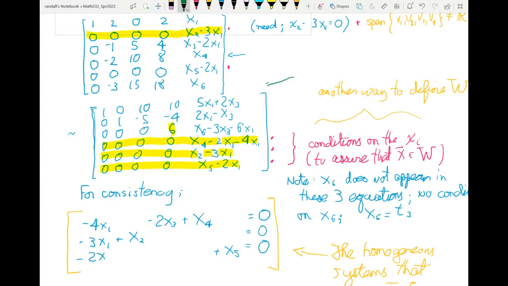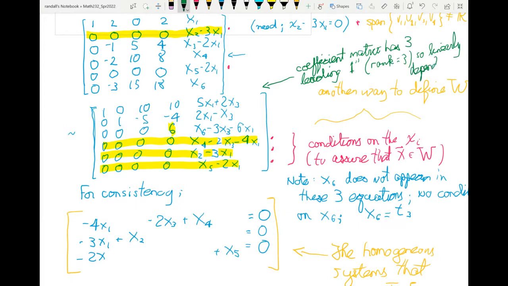So I'll just make a little note here. Maybe I'll use green. The coefficient matrix, and this is also tying into what we'll see just below, has 3 leading ones. So in our jargon down there, the rank is 3. So linearly dependent. Okay, dependent. All right. So the 4 vectors, v1, v2, v3, v4, are linearly dependent. So they're not a basis for the W.